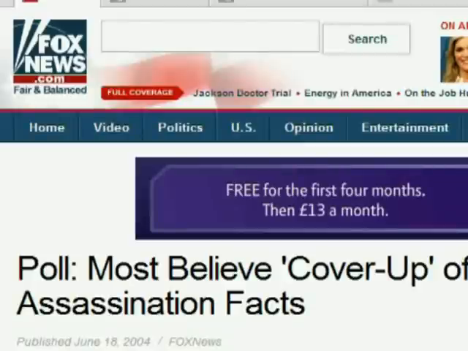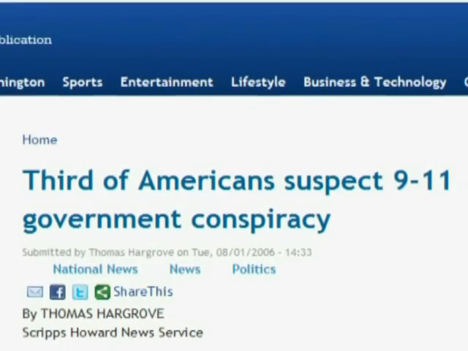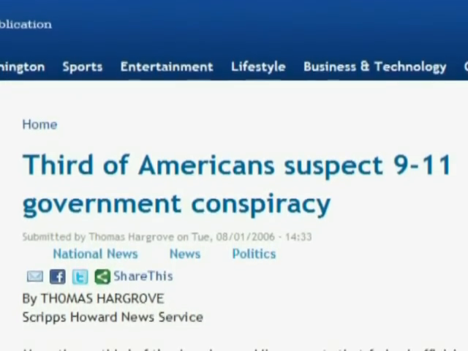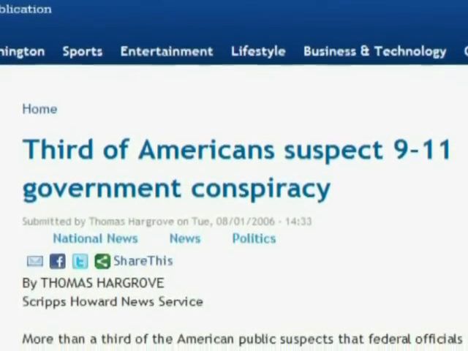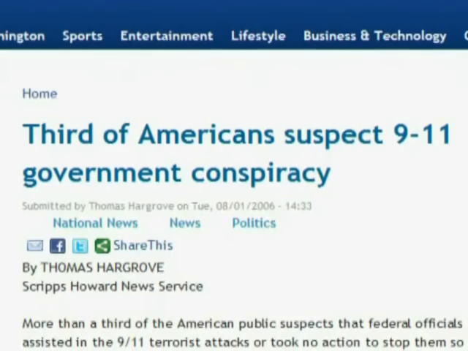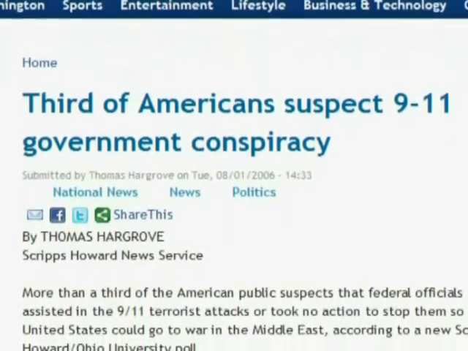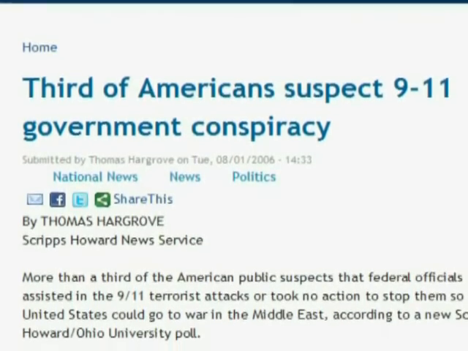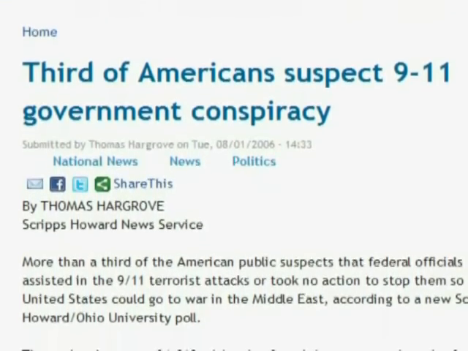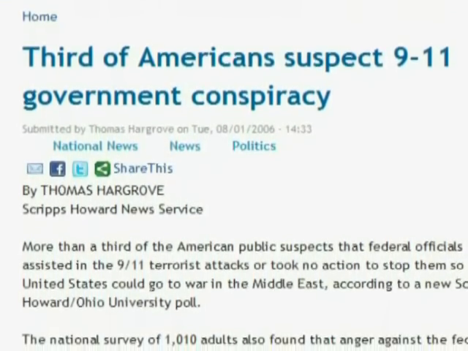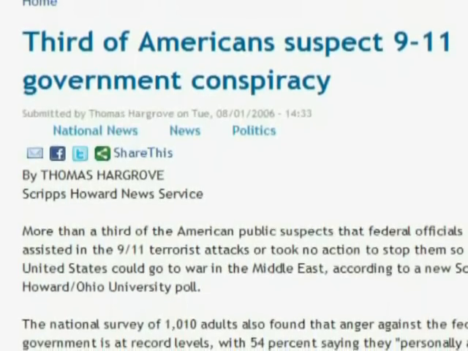A Fox News poll in 2004 reported that 66% of US respondents believed that the assassination of John F. Kennedy was part of a larger conspiracy. In 2006, a Scripps Howard Ohio University poll reported that 36% of respondents overall said it is very likely or somewhat likely that federal officials either participated in the attacks on the World Trade Center and the Pentagon or took no action to stop them because they wanted the United States to go to war in the Middle East.